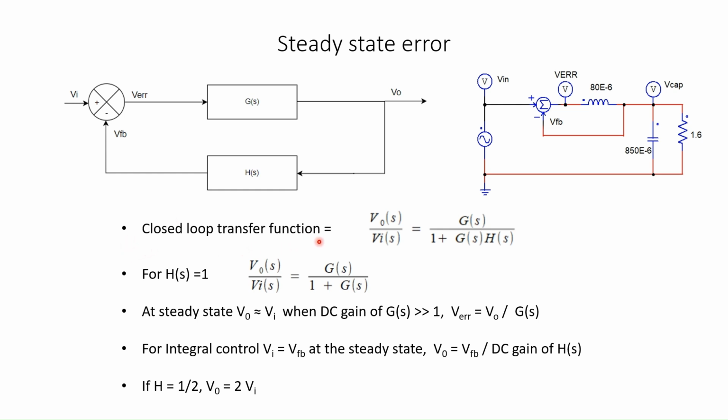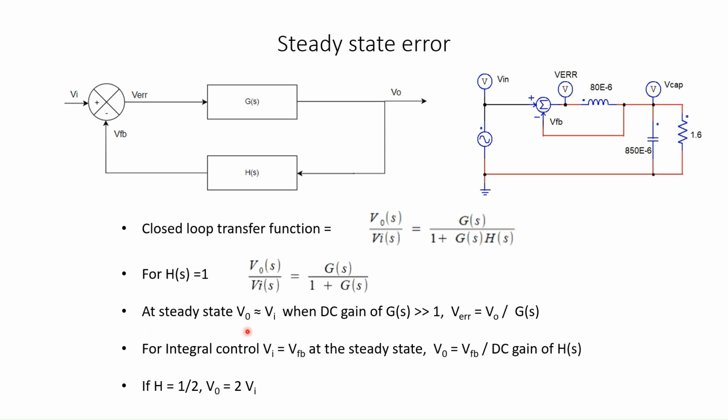The closed loop transfer function, that's equal to VOS divided by VIS, is equal to G of S divided by 1 plus G of S H of S. For H of S equal to 1, VOS divided by VIS is equal to G of S divided by 1 plus G of S. Then H of S is equal to 1.